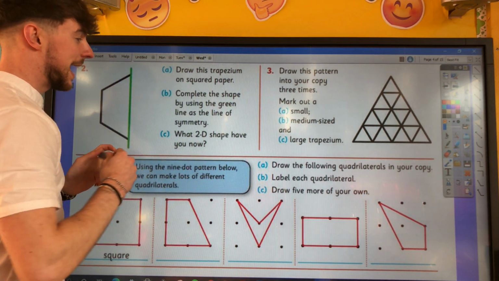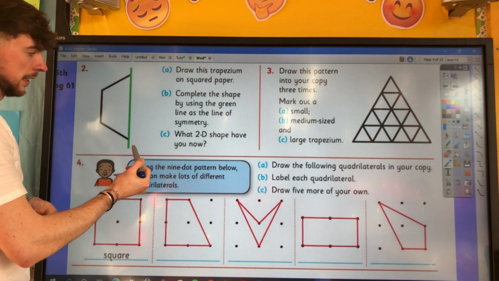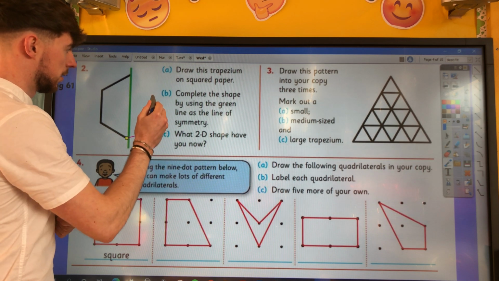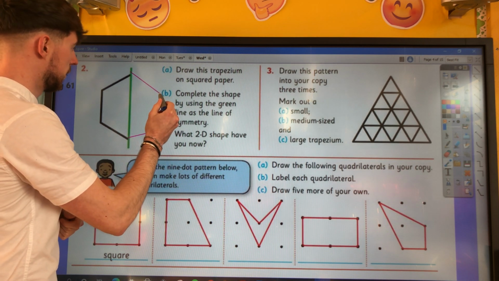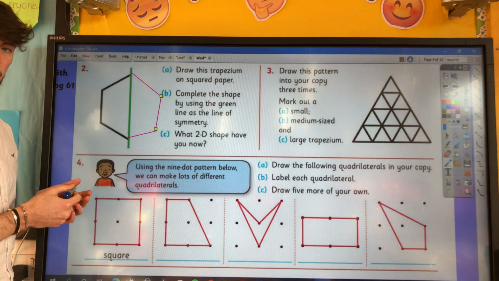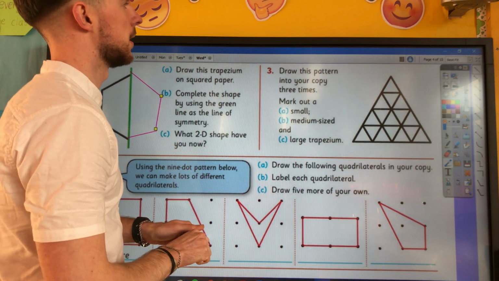And then you have to answer what shape you have now. So how many sides does it have? 1, 2, 3, 4, 5, and 6. Okay, so what'll it be? We should know what it is, right?